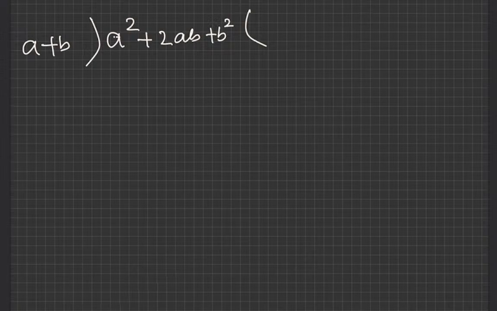I have a squared plus 2ab plus b squared. That has to be divided by a plus b. Can you please try that?